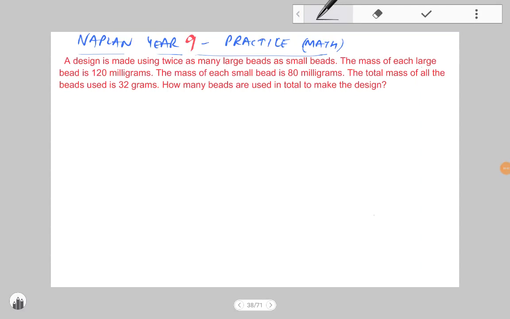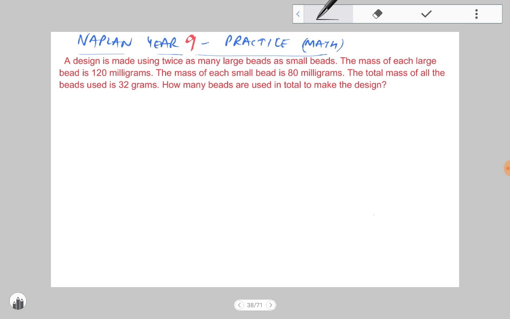NAPLAN Year 9 practice math problem. A design is made using twice as many large beads as small beads. The mass of each large bead is 120 milligrams. The mass of each small bead is 80 milligrams. The total mass of all the beads used is 32 grams. How many beads in total to make the design?